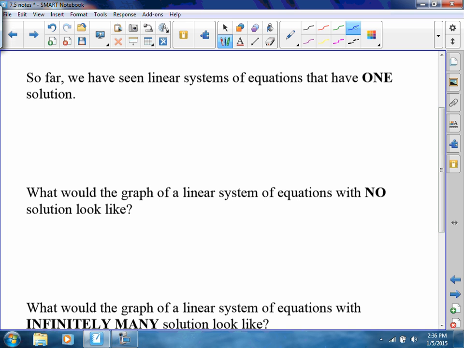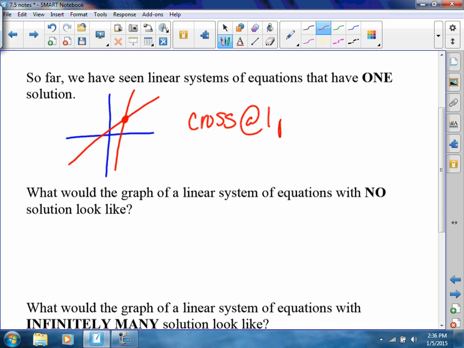So up until now, we have had linear systems that have one solution. That means if you have your axes and then your lines, let's just say we have a line like that and a line like that. They cross at one point. So that's what we've seen so far. So your answer then is whatever that XY ordered pair is for where the lines cross. That's your answer.